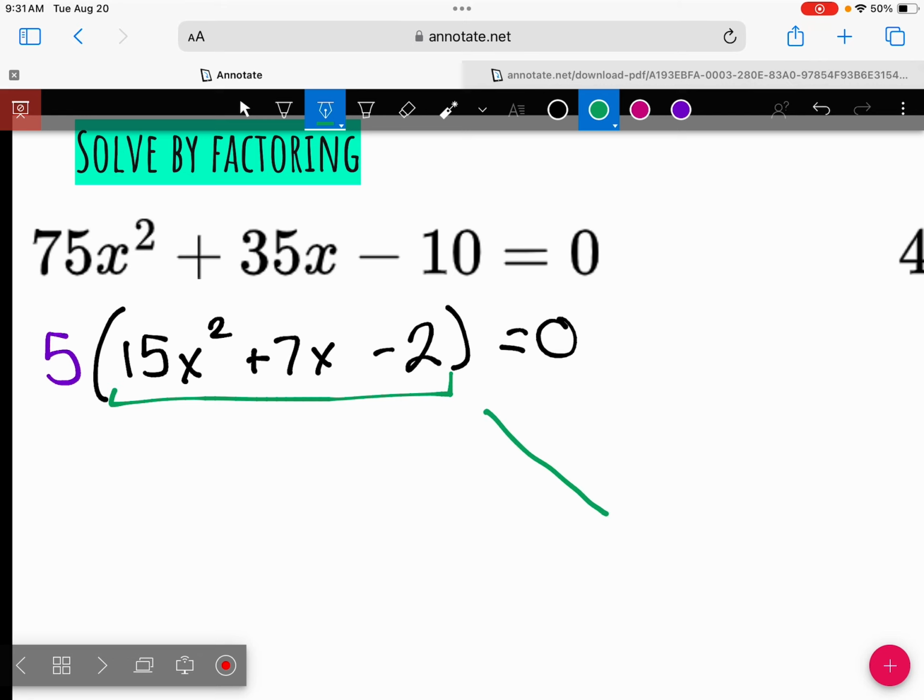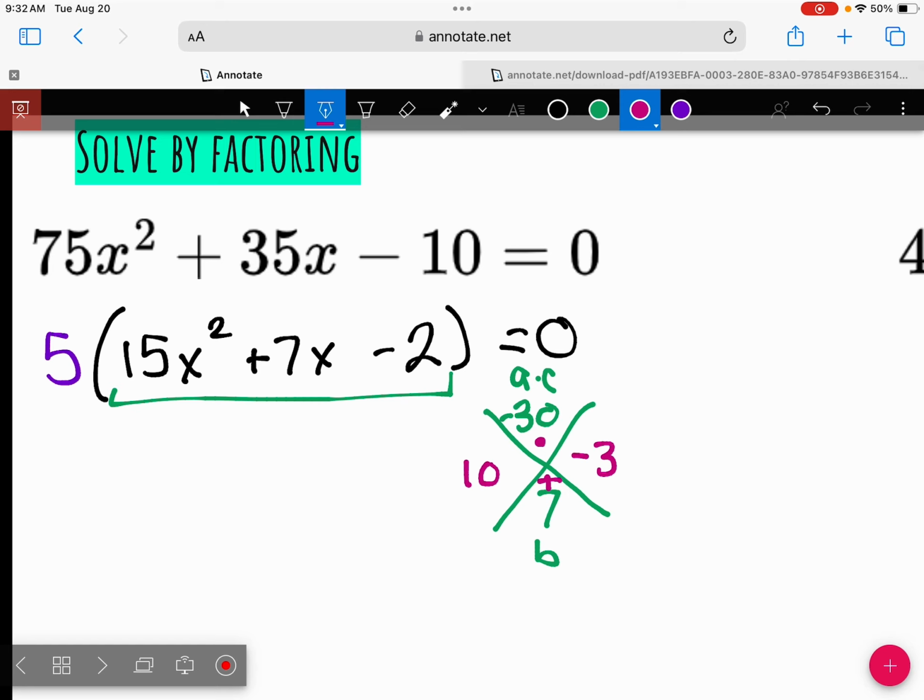So for every technique, we need to figure out our pair of numbers. That's when we take our a times c at the top. My 15 times negative 2 is negative 30. And our b goes at the bottom, positive 7. We need a pair of numbers that multiplies to make negative 30 and adds to make a positive 7. 10 and negative 3.